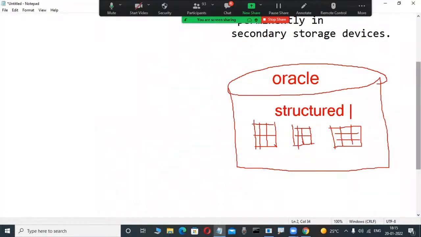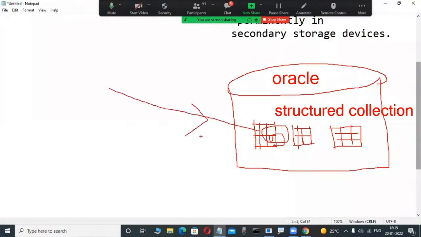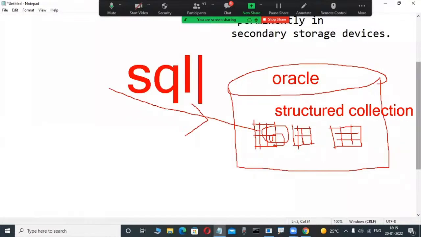Non-structured means other databases are there. Oracle is one of the popular relational databases, storing only a structured collection of data. Once we have a structured collection of data, to operate on this data some language is required. Maybe anybody has an idea? SQL, Structured Query Language. Through this language we operate on the structured data in relational databases.